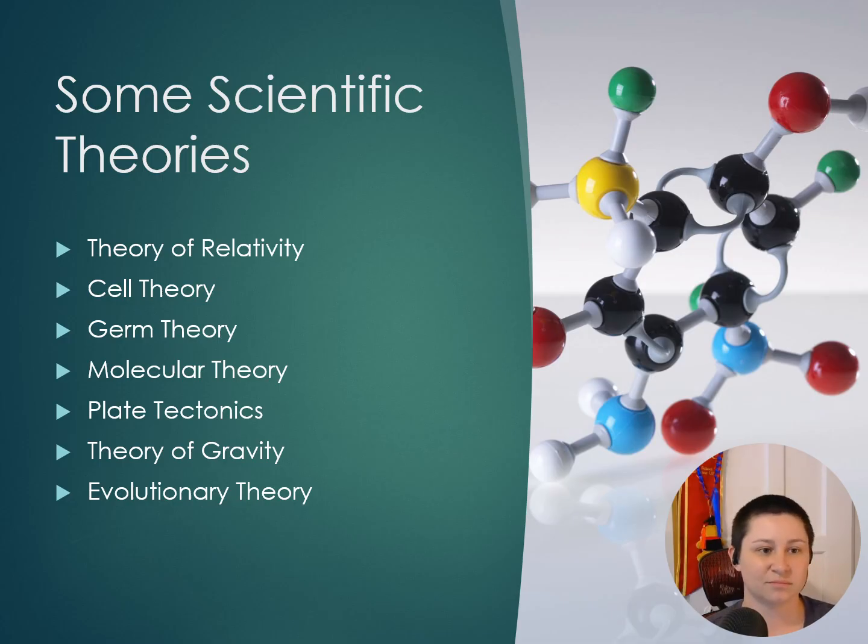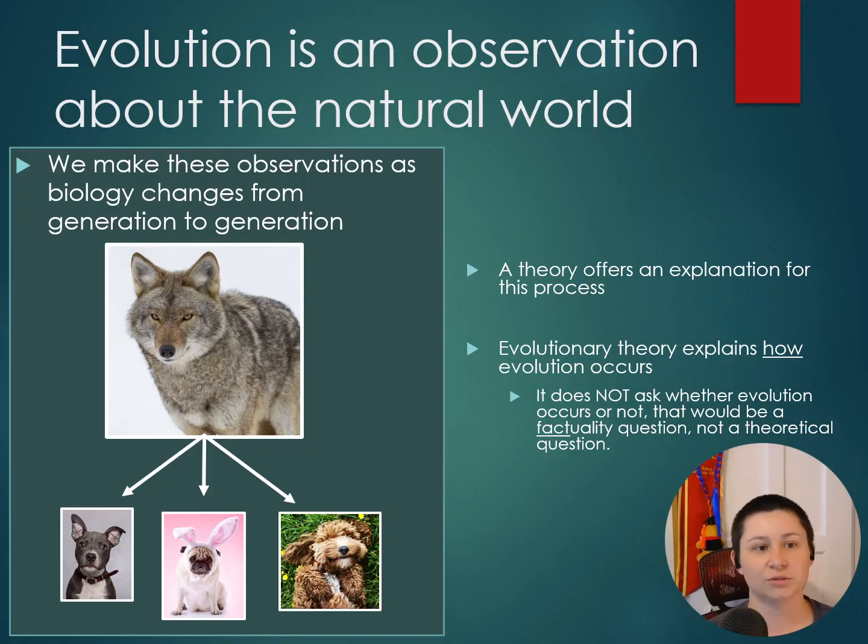So evolution is an observation about the natural world. We make these observations as biology changes from generation to generation. So we've observed that if we breed wolves in a specific way, we eventually end up with a pit bull or a pug or a poodle. These are observations that we've made. And a theory is what offers an explanation of this process. So evolutionary theory explains why evolution occurs, not whether it occurs or not.